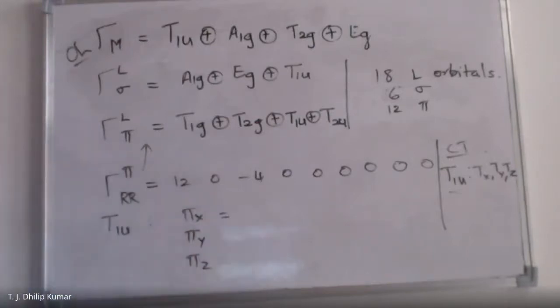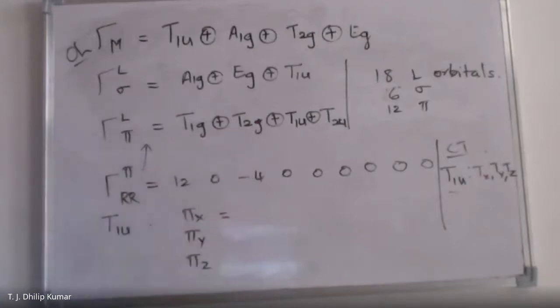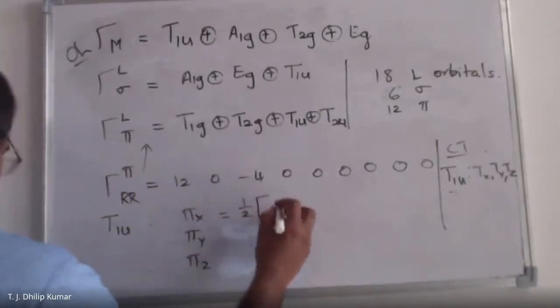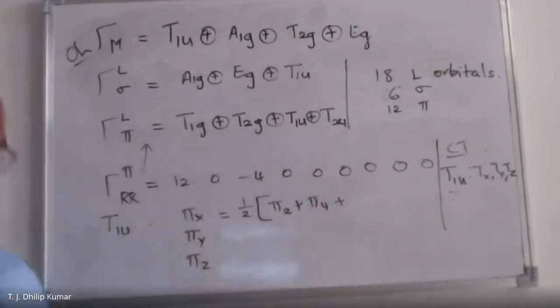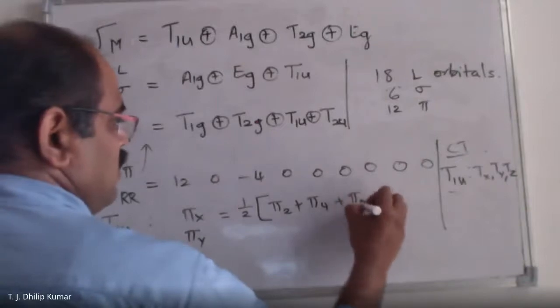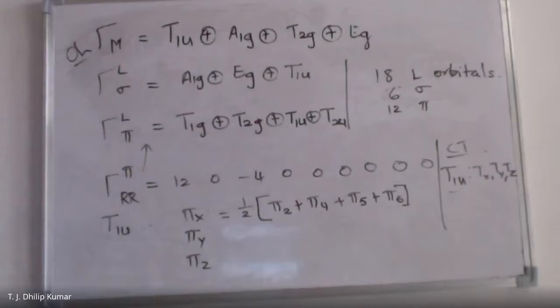So pi x, if you project it out, how do you do that? After getting this, we project out the orbitals, the pi orbitals, with respect to T1U symmetry. If we do that, we end up with 1/2 (pi 2 plus pi 4 plus pi 5 plus pi 6). So we get the linear combination of orbitals like this, normalized.